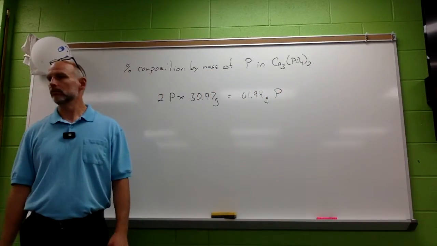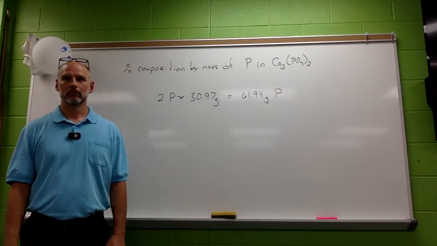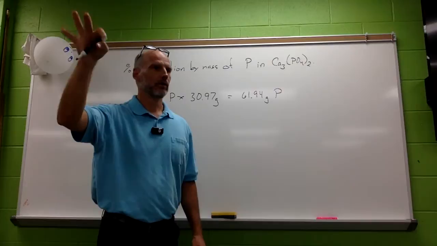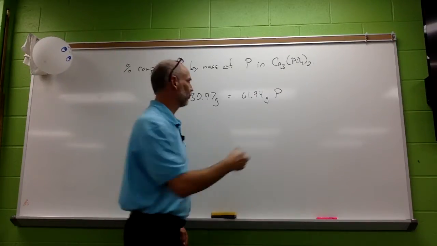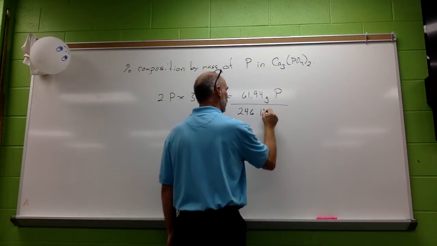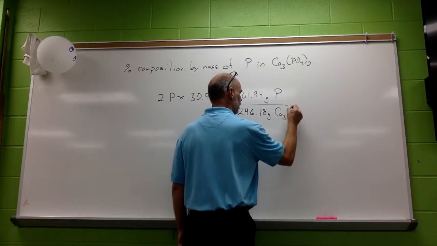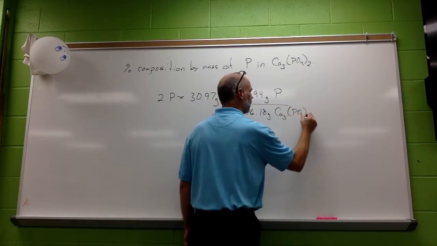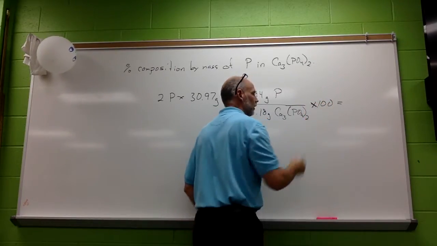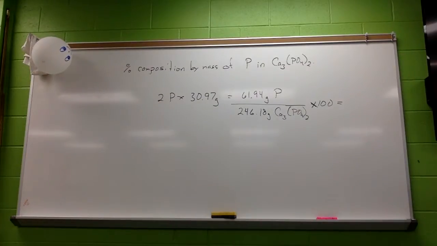Would you guys agree? And then we divide it by, as someone said earlier, the formula mass, which, what was it, 246.18 grams of the calcium phosphate, and multiply by 100, boom. This is all flooding back to you.